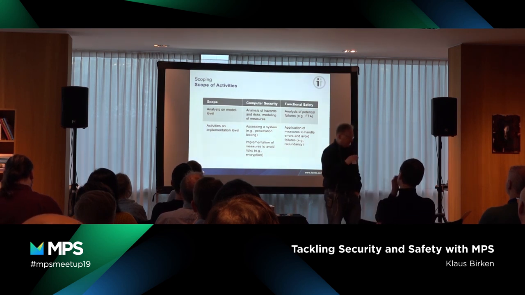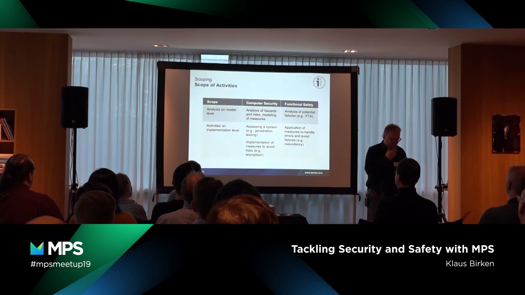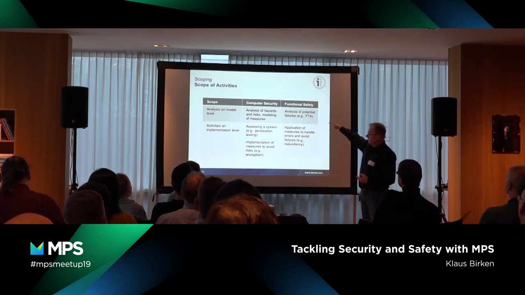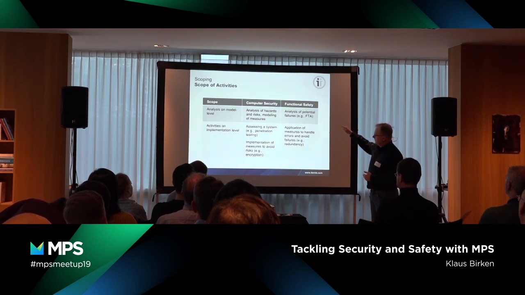Okay. And now, this is the final slide of this motivation section. Both of these disciplines, security and functional safety, can be tackled on two levels. One level is analyzing the system and thinking about the measures, which is the line on top. So you don't actually implement measures, but you're looking at the system and think about what should I do to make it safe or to make it secure. This is the top line. And there are analysis techniques for this. We will see some of them later.